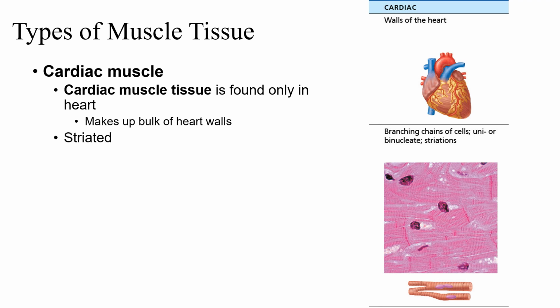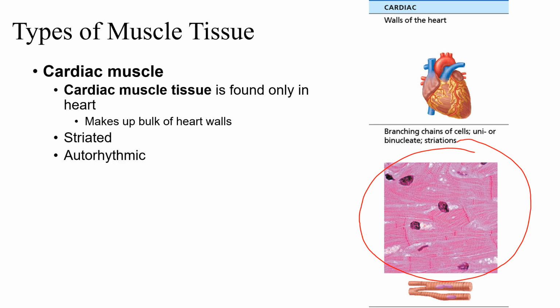So if you look at this image right here, you can see the striations. It looks a little bit different from skeletal muscle, and hopefully you can see how it's branching and not so much parallel lines, fibers as we saw previously.